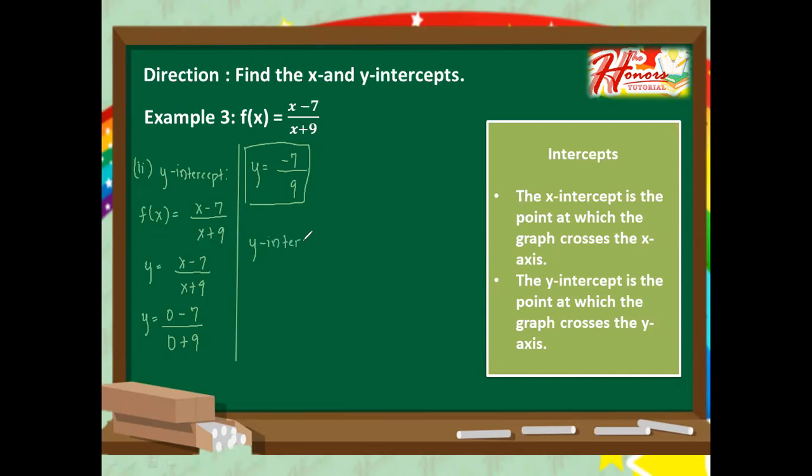If we put that into coordinates, then it will become 0 and negative 7 over 9. So this is the y-intercept. We put negative 7 over 9 as the second number because this is where the values of y go. And for the value of x, it is 0 because we set all the x's to 0 to get the y-intercept.